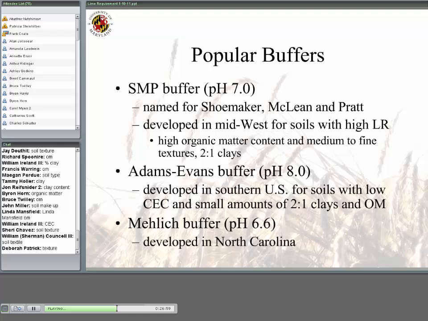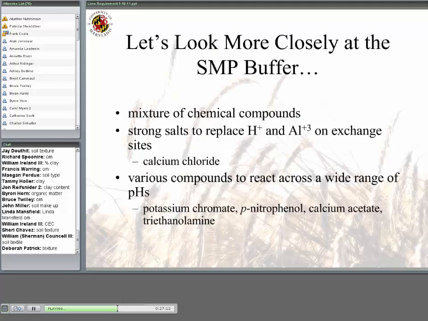So 3 historically important buffers. And even into this decade, and certainly in the mid-90s when a survey was done, more states use the SMP buffer than any other single buffer. Okay, well, let's look a little bit more closely at this buffer, because there's some important implications here that I would like to talk about. First of all, it's a mixture of chemical compounds, and essentially you want to do 2 things.